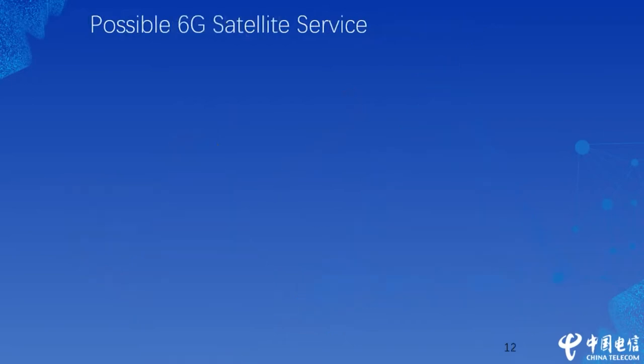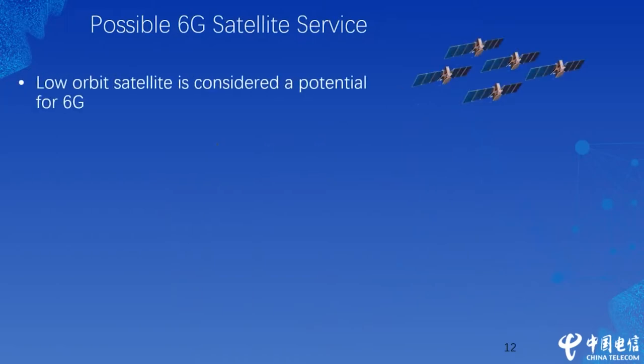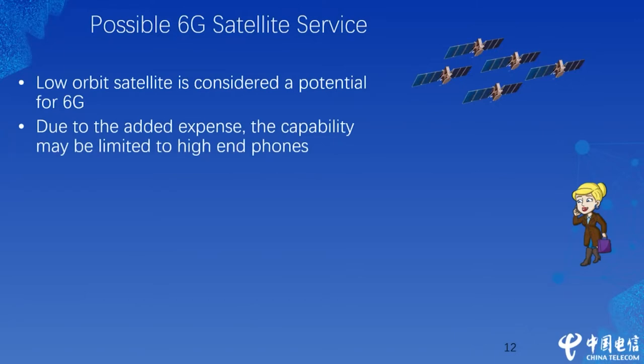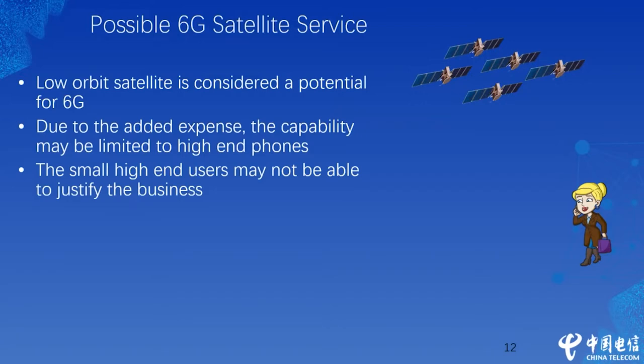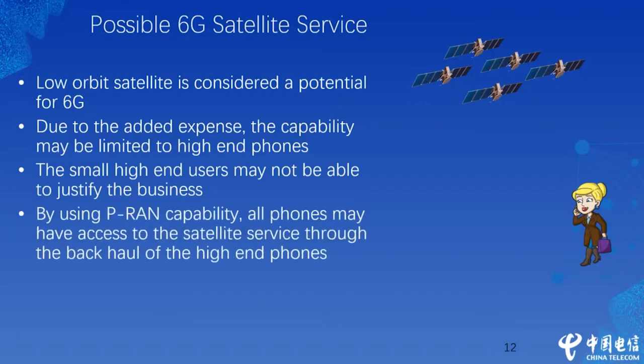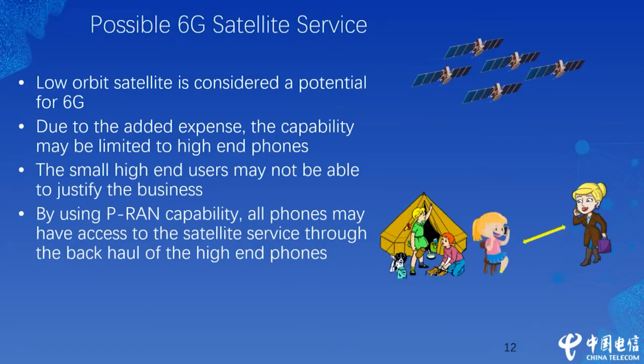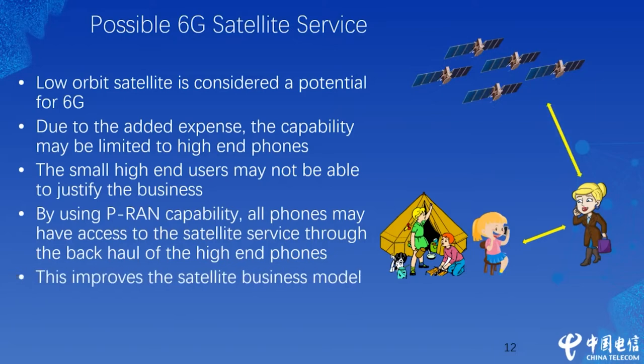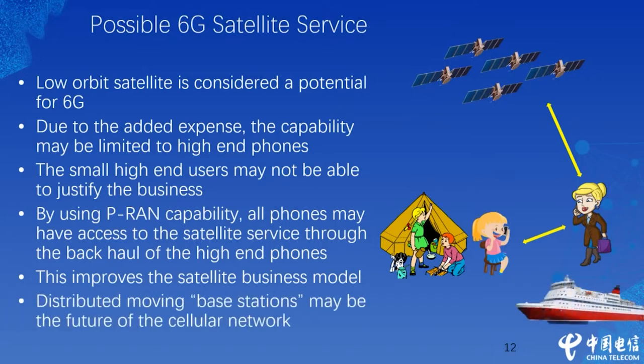We all know that low-orbit satellite is considered a potential for 6G. However, the capability may be limited to high-end phones. The minority of high-end users may not be able to justify the business. By using PRAN capability, all phones may have access to satellite services through the backhaul of the high-end users. This improves the satellite business model. Distributed moving base stations may be the future of the cellular network.